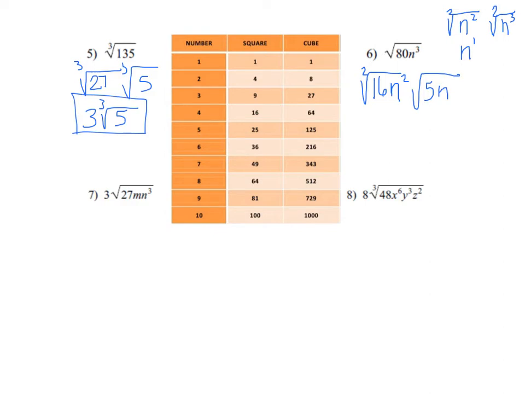Okay, so this first part should square root nicely to just 4n, and the second part stays underneath the radical.